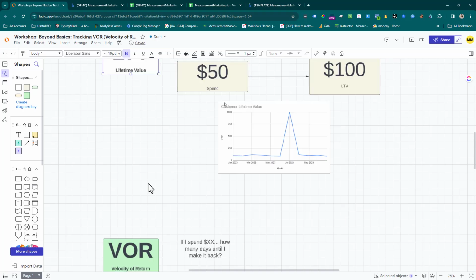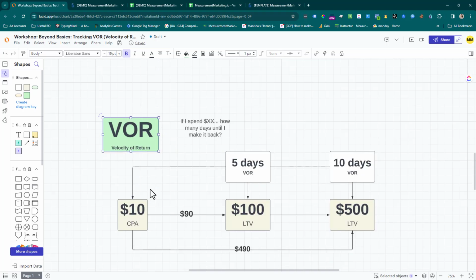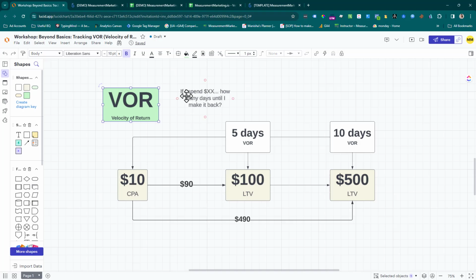Okay, so there is something called velocity of return. Now, what is velocity of return? I'm going to move this diagram up a little to explain. Velocity of return is about how fast you make your money back. So let's have a quick example, and I'll draw it out here. Let's say you spend $10 to acquire the customer and you make $100.